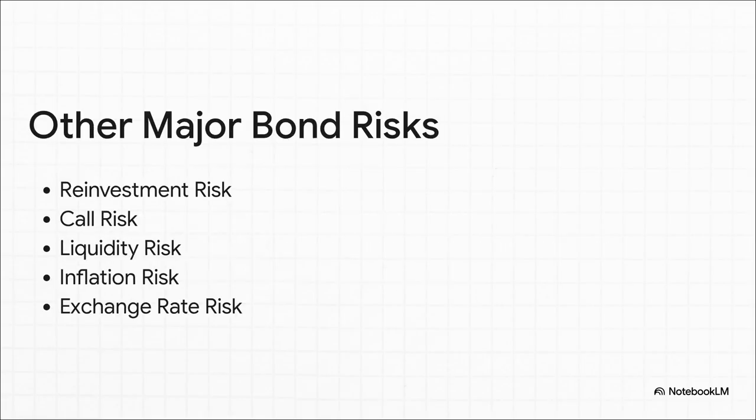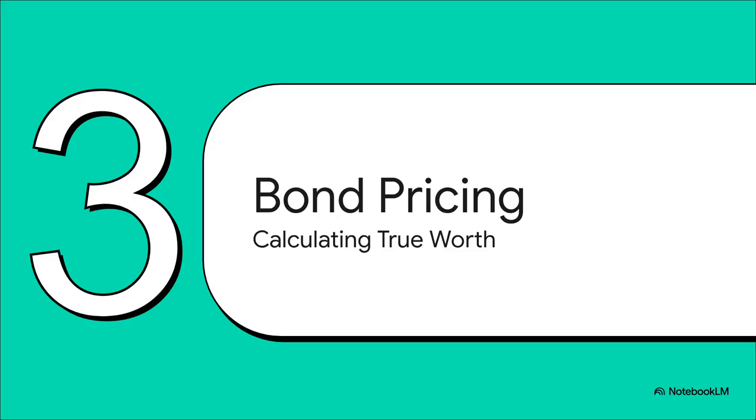And there are a few other risks to keep on your radar. Reinvestment risk is the danger that when your bond matures, you'll have to reinvest that money at a lower interest rate than before. Call risk is when an issuer decides to pay back your bond early, which they usually do when rates have fallen, leaving you with cash you have to invest somewhere else at a lower yield. Liquidity risk is the fear you can't sell your bond quickly without having to slash the price. And finally, you have inflation and exchange rate risk, which can both just eat away at the real value of your returns. Okay, let's move on and crunch some numbers.